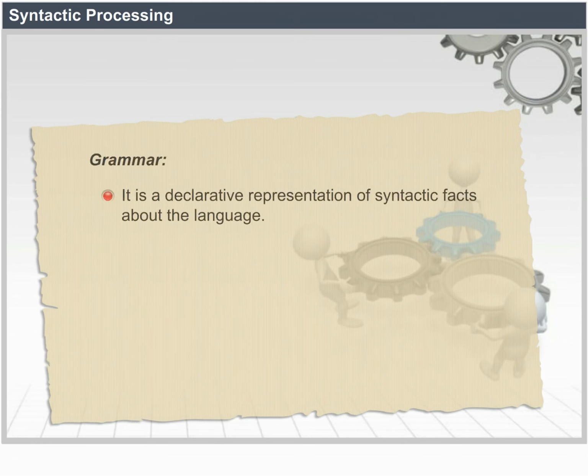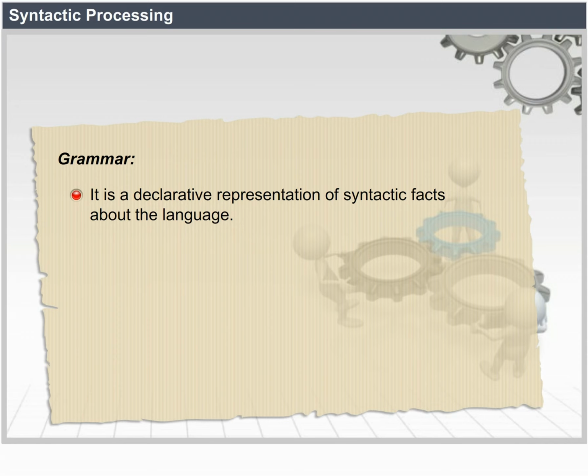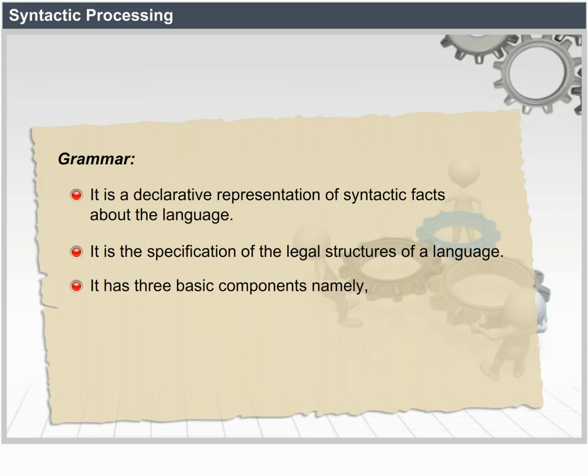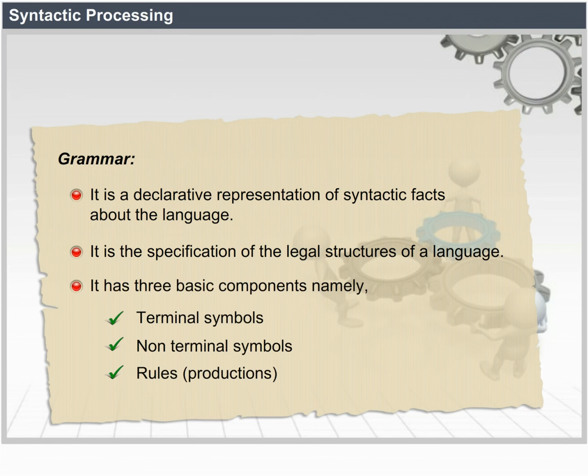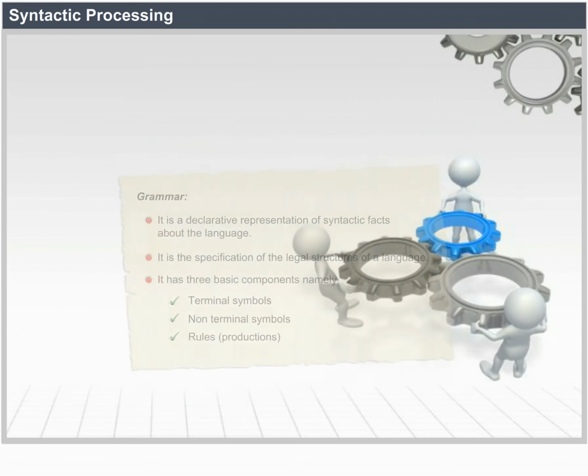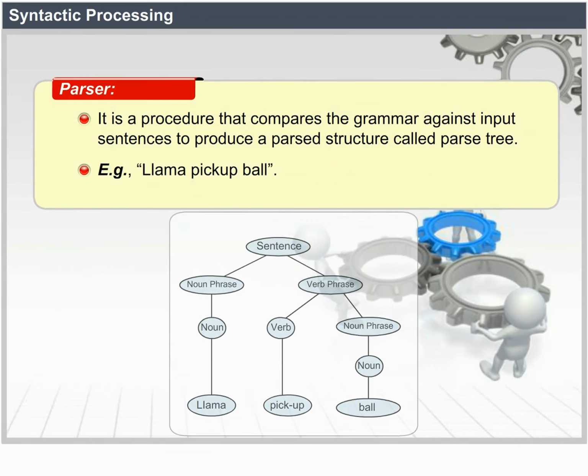Grammar. It is a declarative representation of syntactic facts about the language. It is the specification of the legal structures of a language. It has three basic components, namely terminal symbols, non-terminal symbols, and rules, that is, productions. Parser. It is a procedure that compares the grammar against input sentences to produce a parsed structure called a parse tree. Example: llama pick up ball.